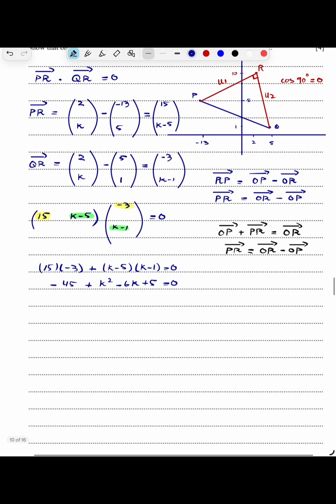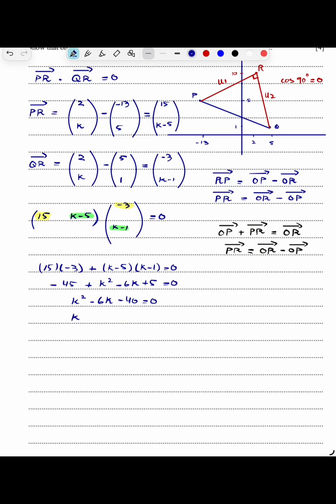ठीक है. So I'll have 15 into -3 plus (k - 5) multiplied by (k - 1) is equal to 0. So I'll get -45 plus k square, ये तो हो जाएगा, minus 6k plus 5 is equal to 0. सही है. So quadratic equation मिल गई. k, इसलिए no wonder k के दो values आएंगी ना. k square minus 6k minus 40 is equal to 0.